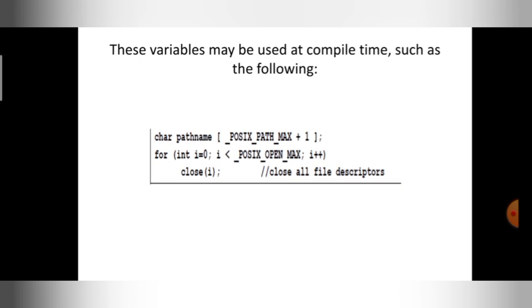See, this is just an example. These variables may be used at compile time. For example, POSIX path max, I can use like this. It is going to display the value, how many maximum characters are supported in a path name. That value will be displayed here. In the same way, open max, how many files can be opened simultaneously, maximum. If you use this, it will display that maximum number of files. For example, if it's 15, it will display 15, like that.